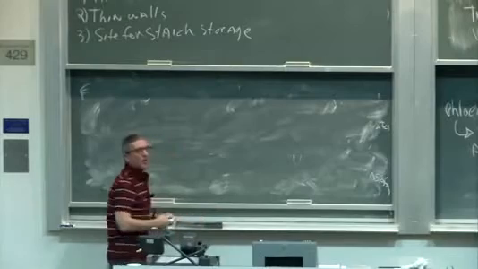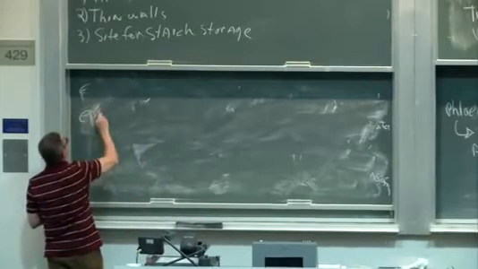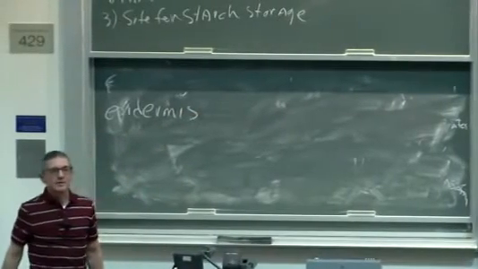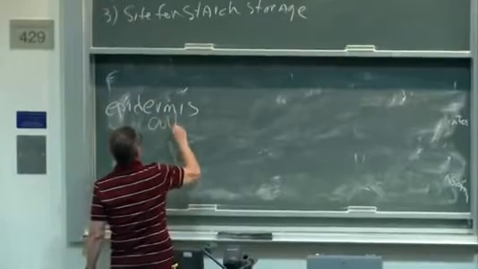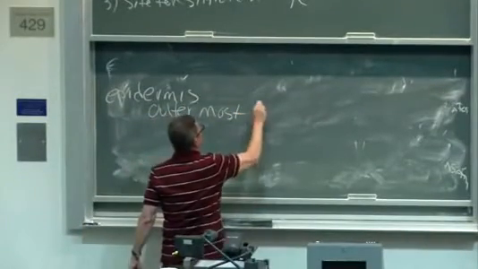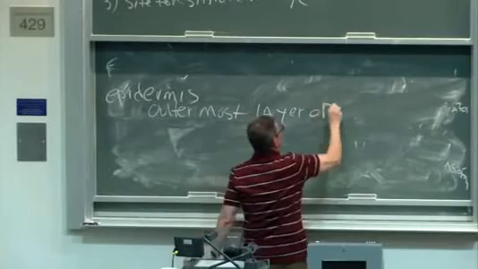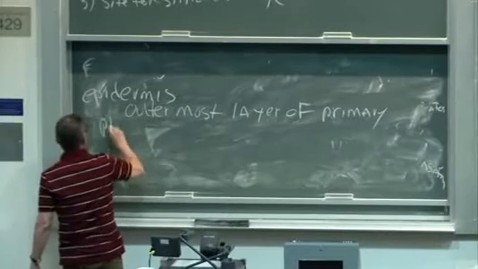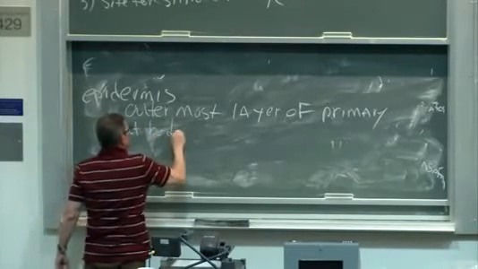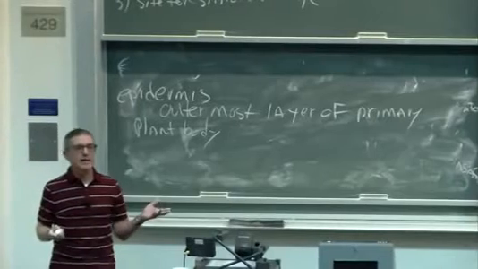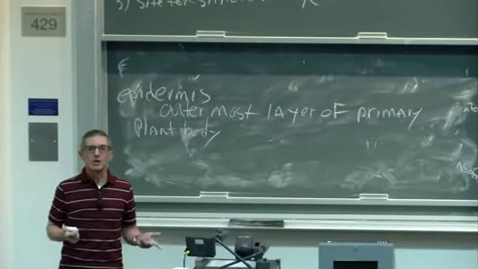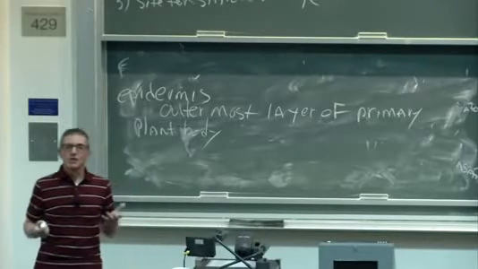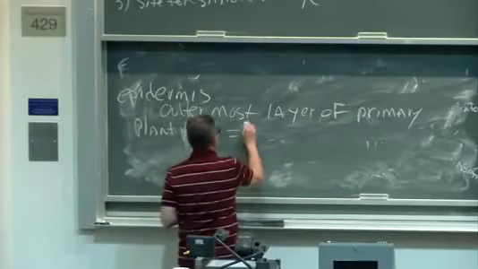The last cell type I want to talk to you about is the epidermis. The epidermis is the outermost layer of the primary plant body. And being the outermost layer, it is the first layer of cells which encounters all of the insults, all of the pollution, all of the changes in the environment that the plant sees. So the epidermis, in a sense, functions in protection.